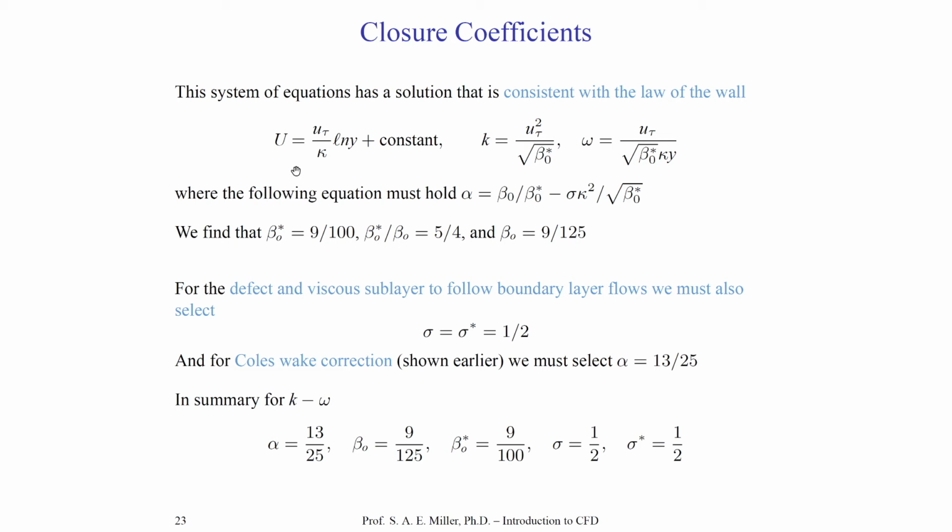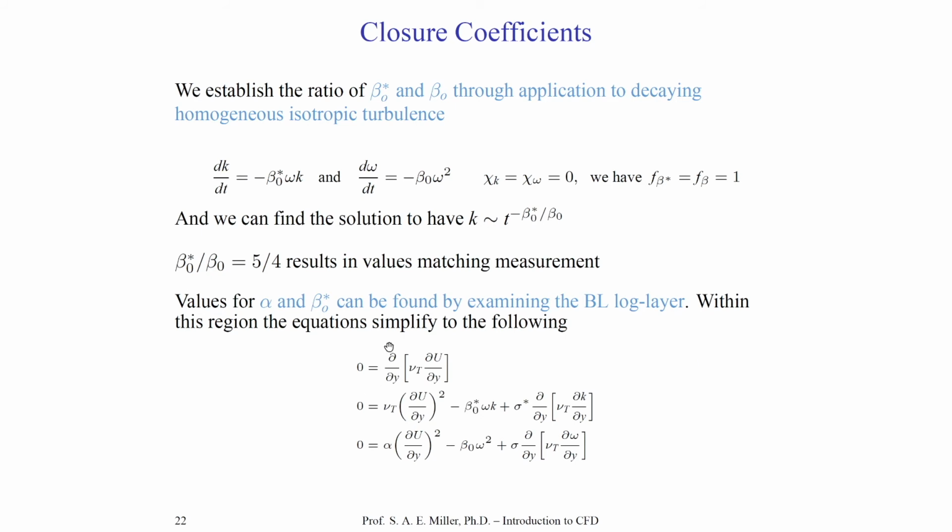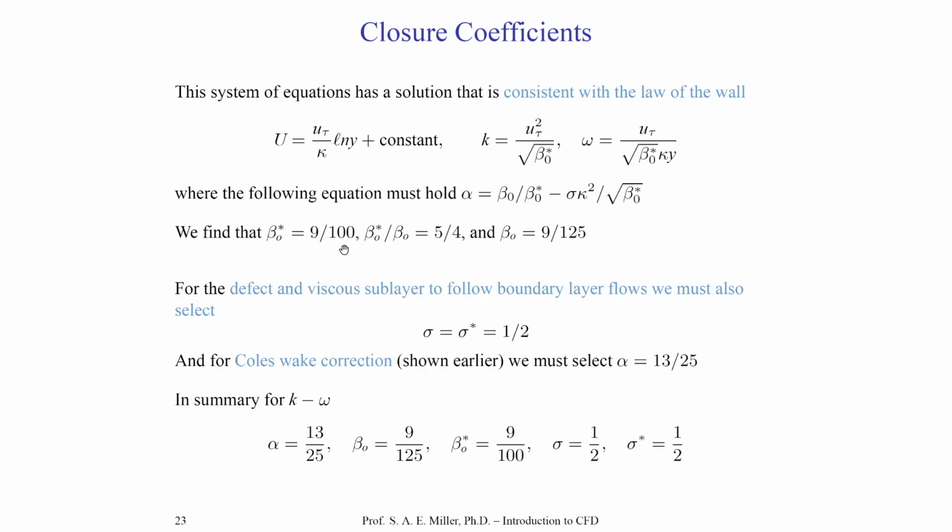And of course, we can impose a profile, the composite profile which we previously developed, which will go as u tau, the friction velocity, divided by 0.41, the von Karman constant, times the logarithm of the distance to the wall plus a constant. Now we can fill in k and omega based on these values too. Based on these values in the log region and this system of equations, we can find the coefficients beta naught star, beta naught over beta, which is 5/4, which you already have, and beta. And so now we found beta naught star and beta themselves, not just their ratio.